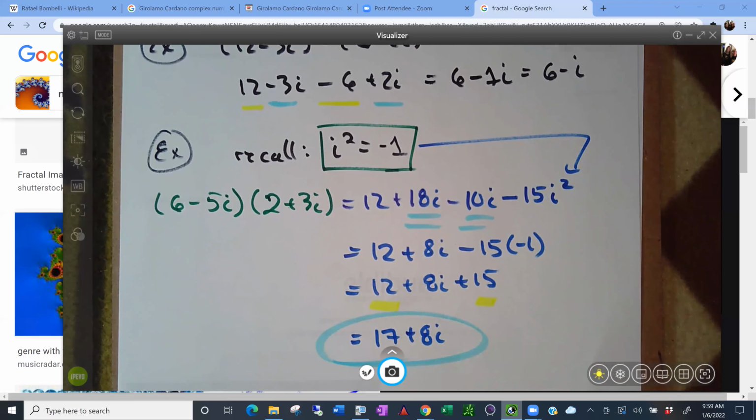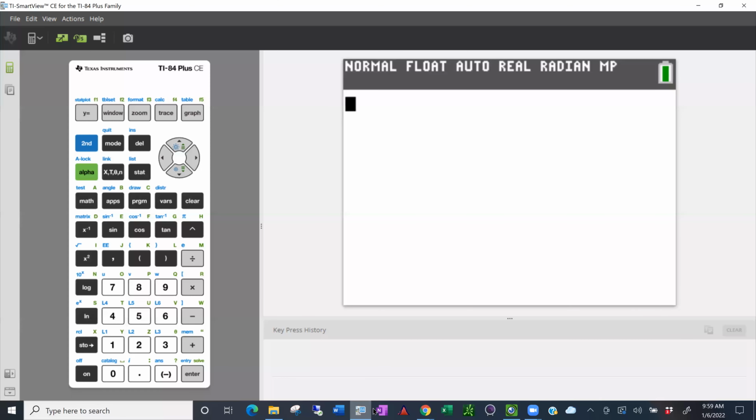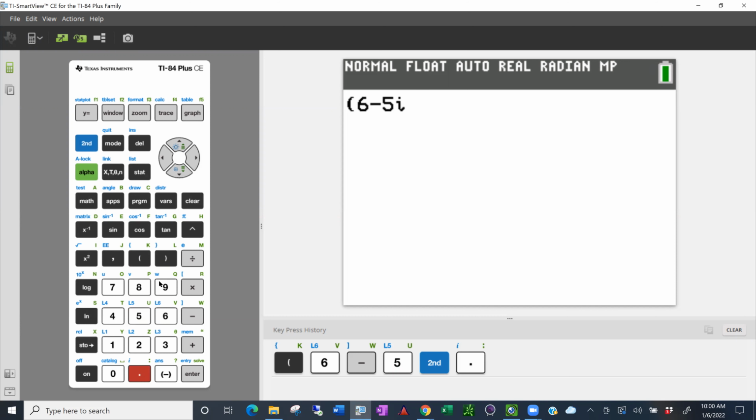Now I'm going to let you in on a little secret. You can check this with your graphing calculator. It's pretty nice and it's pretty easy. So let's do it. I wanted 6 minus 5i times 2 plus 3i. So I'll start with a parenthesis, 6 minus 5 times i. Now i is right here above the decimal. It's kind of small, in blue lettering. And if I want the blue lettering, I have to hit the blue button, which is the second key. So second i, then parenthesis, another parenthesis.